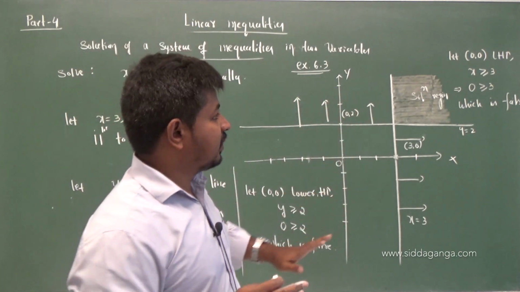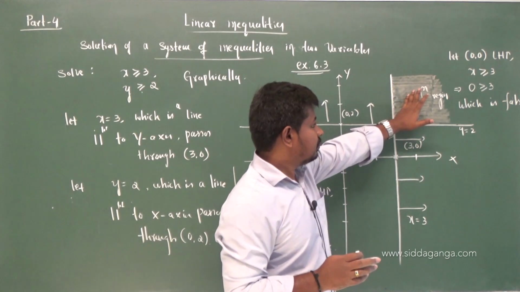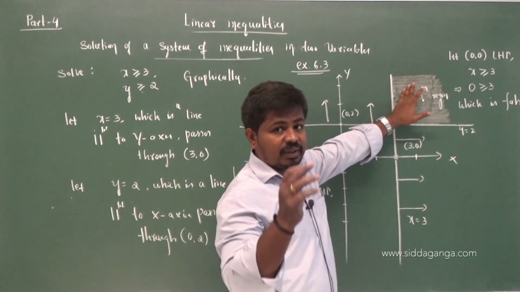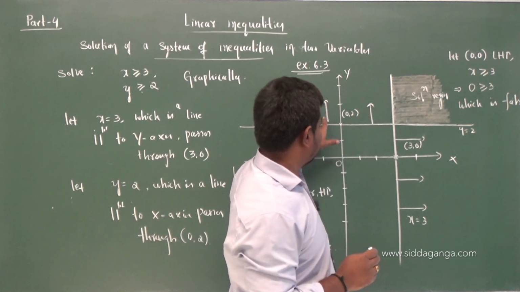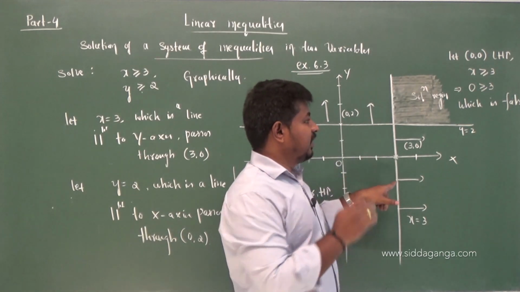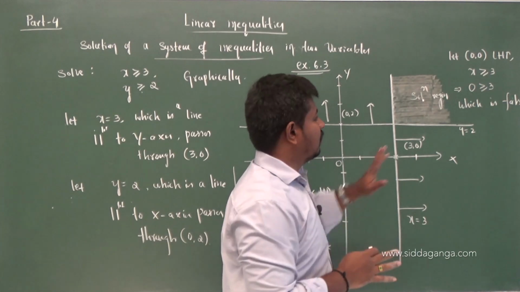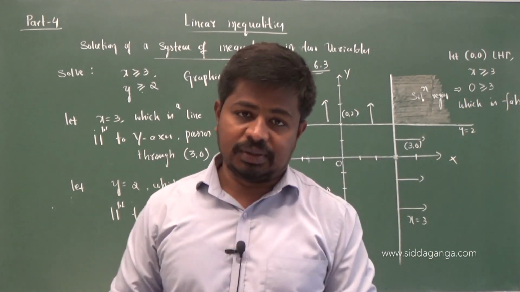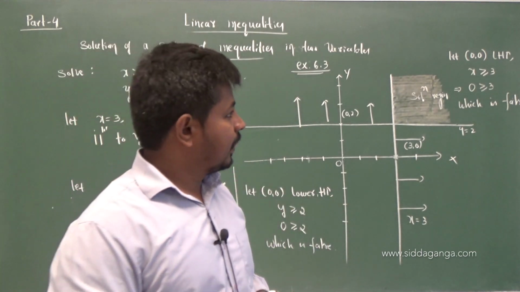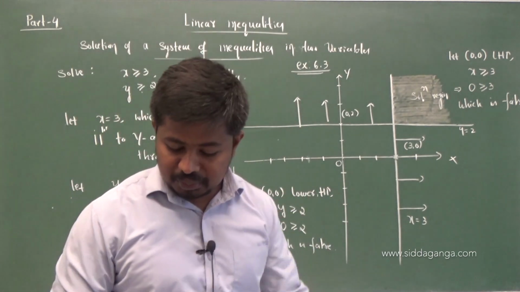After finding the common region, just shade like this. For convenience, you draw an arrow mark like this, but in case of a system of inequalities, better you shade the solution region like this. That's it. Hope you got it. Now let's move on.